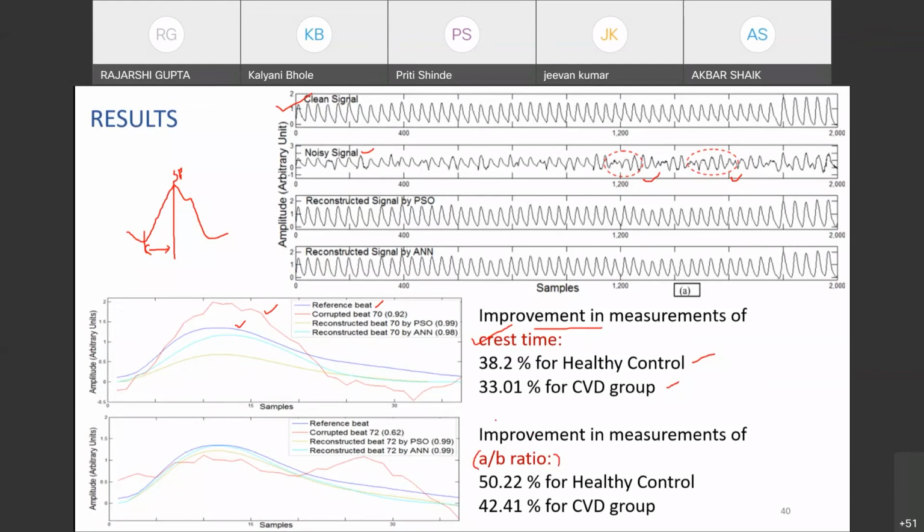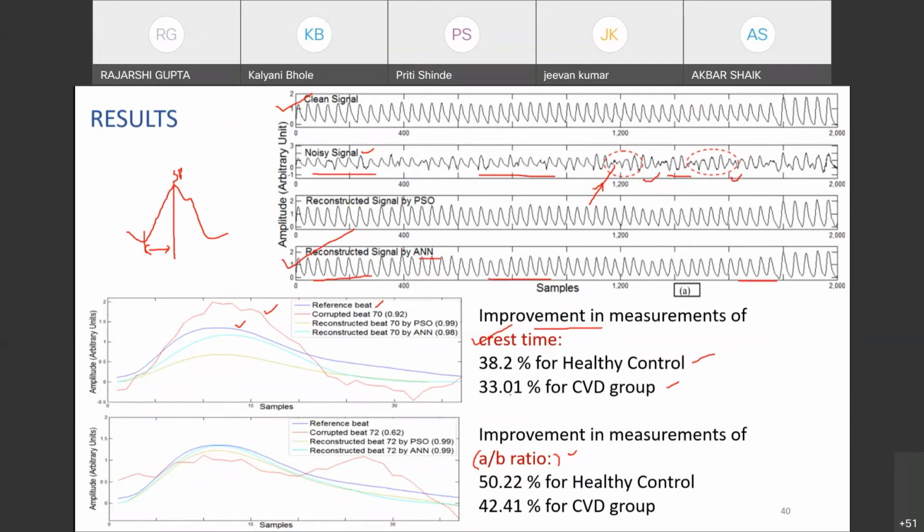A by B ratio is basically the ratio of the heights of the systolic peak and the dicrotic notch. This is used for calculating the augmentation index. When the bits are corrupted, like here, you cannot see the dicrotic notch at all. Say this is the reference clean signal, and this is the reconstruction by the proposed artificial neural network. You can see that the noisy portions are now gone, so we have a smooth and clear PPG signal.